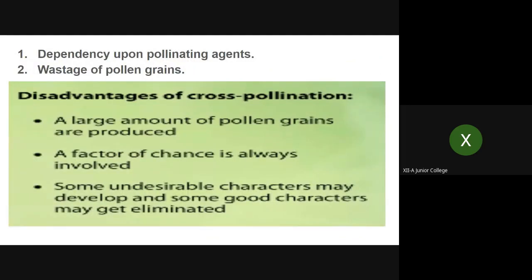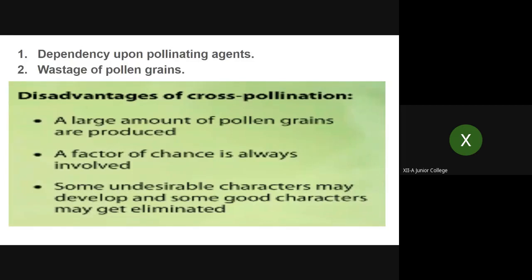Now we discussed the advantages of cross pollination. Now, what are the disadvantages? The most important thing is dependency. Cross pollination has to depend on the pollinating agents. And the second important thing is that there is no surety that these pollinating agents will go to that particular place. So there is wastage of pollen grains, especially in case of anemophily. A lot of wastage of pollen grains is there.